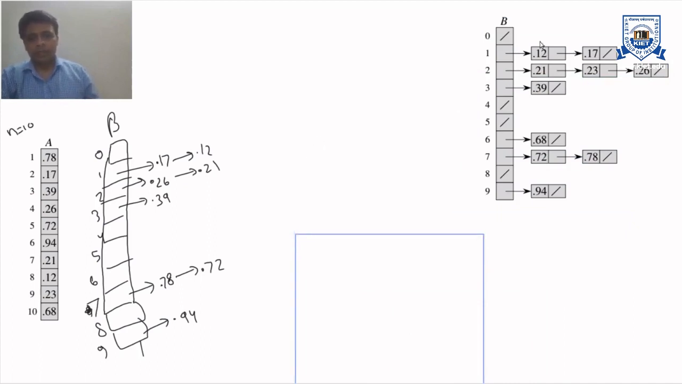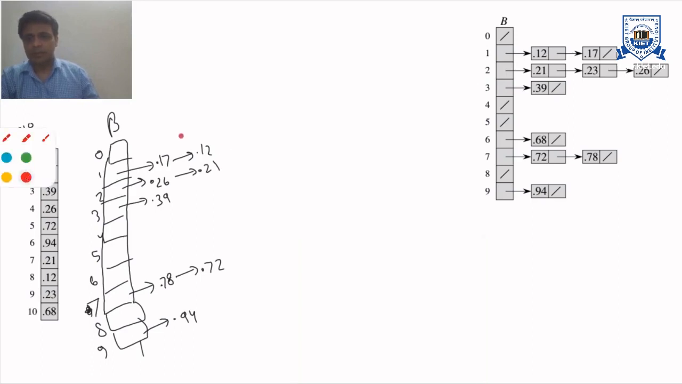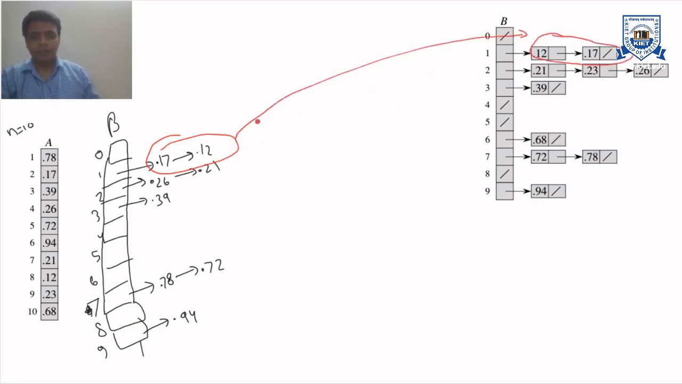So why is there a difference between this bucket and this bucket? Because after inserting all the data from array A into B, we would get this type of list, and then after performing sorting on each and every bucket, we would get this list.